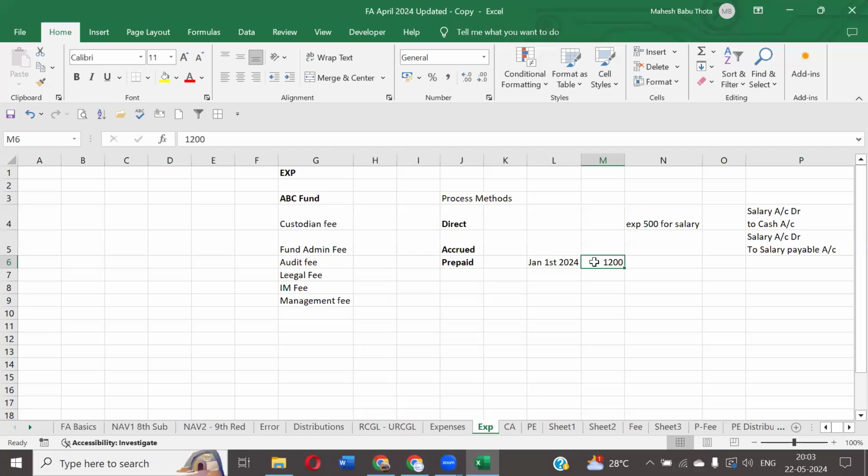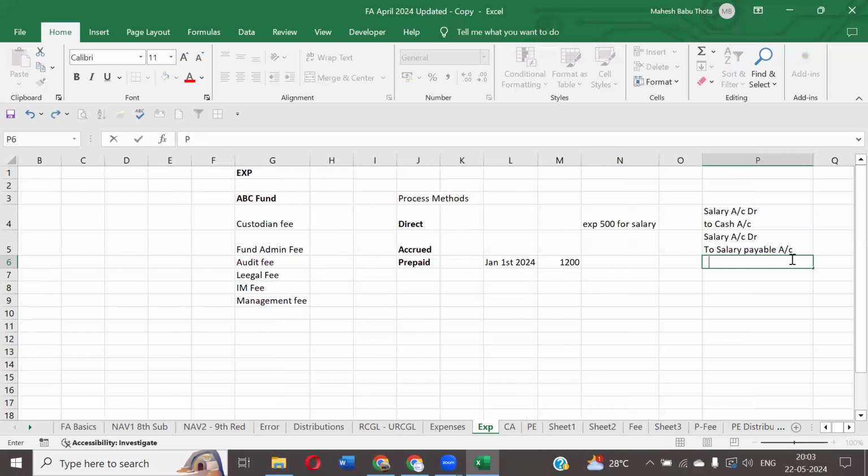You are paying in advance, so it is an asset. You guys are sure with this, right? If you are paying in advance, it is an asset. So it's an asset only. So what is that asset name?